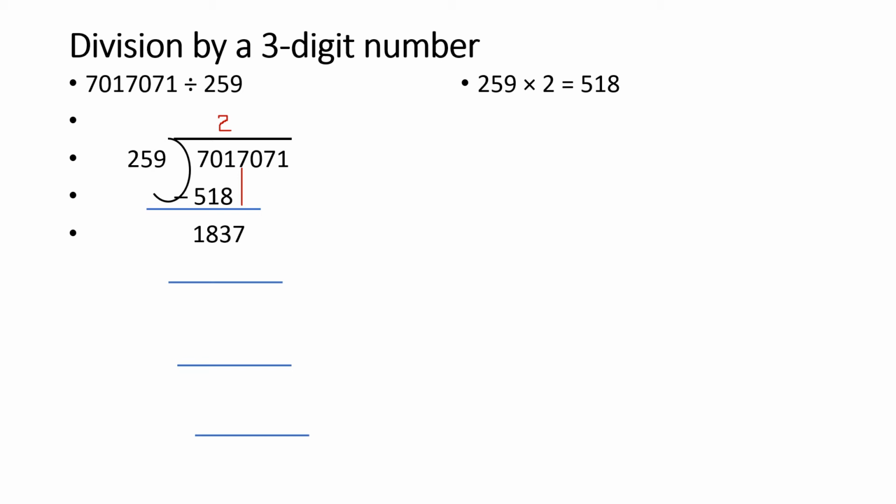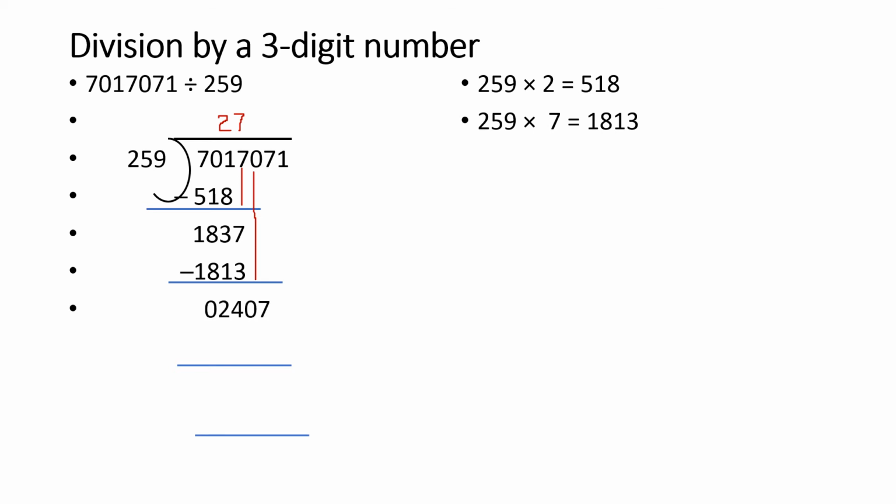1837. Again we will ask the question, how many 250s can be fit in 1837? And we know that 250 sevens are equal to 1750 and 250 eights are equal to 2000, which is greater. It means 250 sevens are. Let us see what 259 sevens are. That is equal to 1813, which is quite nearby. So we will write down here 259 sevens are 1813. We will subtract that and we will write down 0.